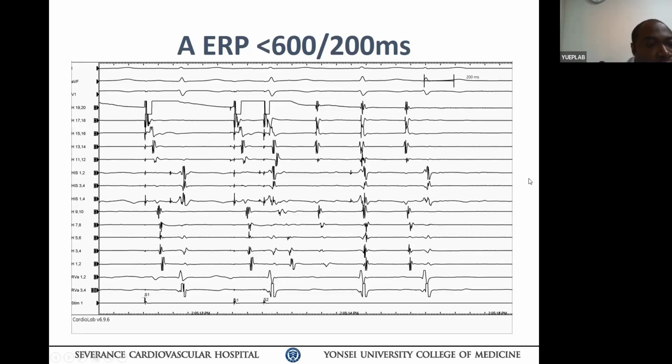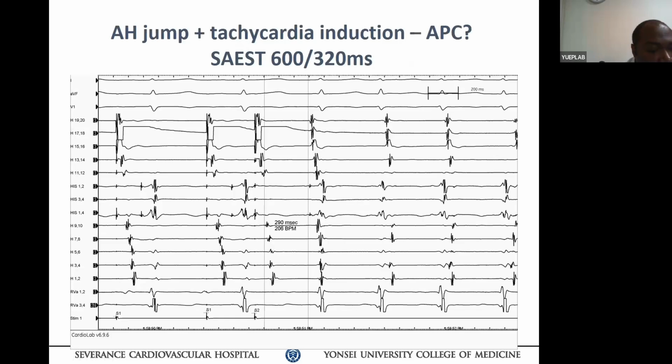Okay. Next slide. Here. What happened here? Here there's an AH jump. And then I think this is an APC. APC from where? The same tachycardia that you ablated? Yes, this looks like it's from the high right atrium. Right. H19-20 is the earliest. So basically pacing had to have another conduction. At the same time, a single beat of the crista tachycardia further enhances the AV node conduction, causing AV node reentry, right? Yeah.